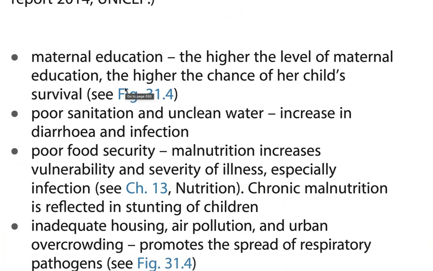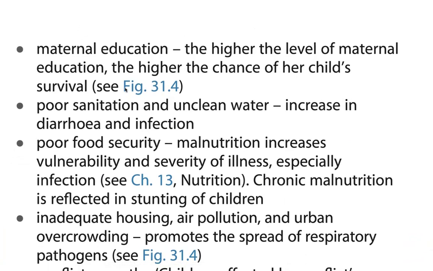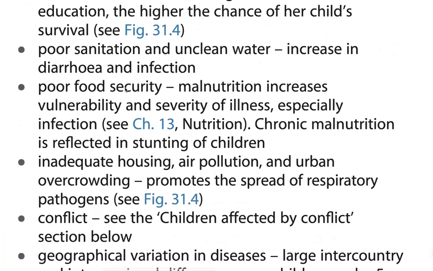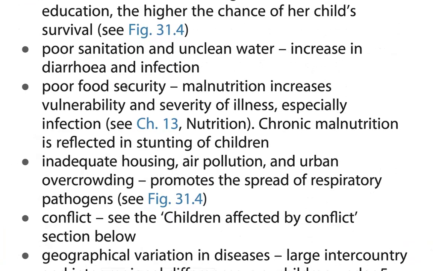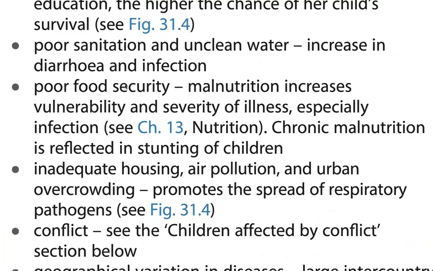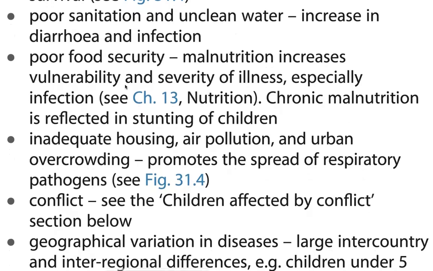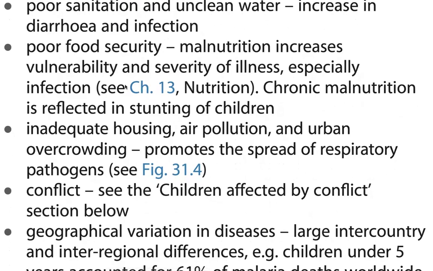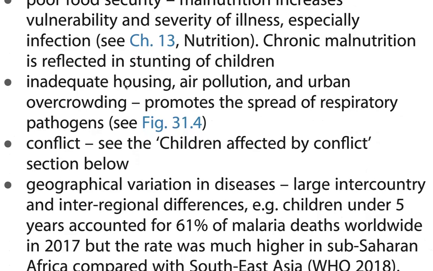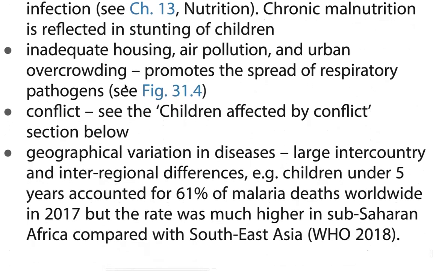Poor sanitation and unclean water increase diarrhea infections. Poor food security and malnutrition increase vulnerability and severity of illness, respiratory infections, and chronic malnutrition is inflicting stunting of children. Inadequate housing, air pollution, and urban overcrowding promote the spread of respiratory pathogens.